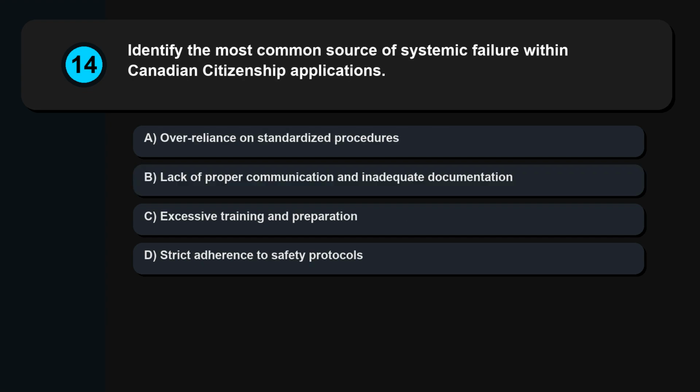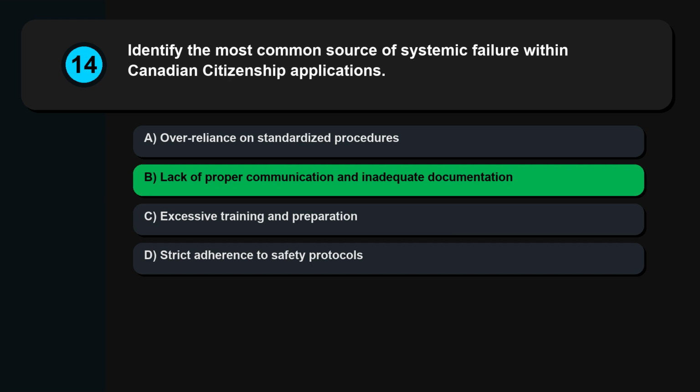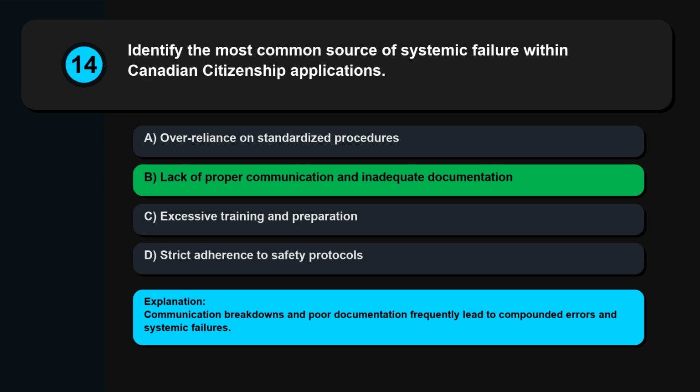Question 14. Identify the most common source of systemic failure within Canadian citizenship applications. Over-reliance on standardized procedures, lack of proper communication and inadequate documentation, excessive training and preparation, strict adherence to safety protocols. Communication breakdowns and poor documentation frequently lead to compounded errors and systemic failures.